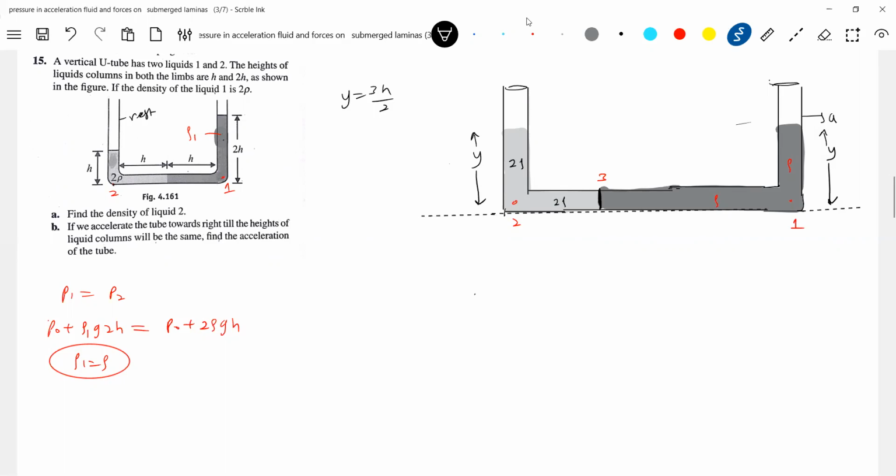Between what, sir? Between 1 and 3, between 2 and 3. So let me begin like this. P1. Can you remember that P1? If you move against the liquid, will you write plus rho A l or minus rho A l?